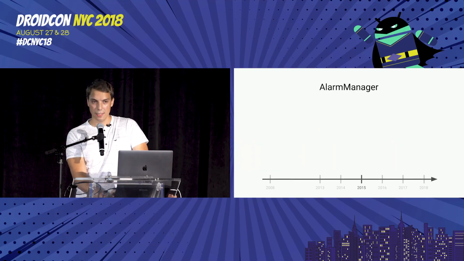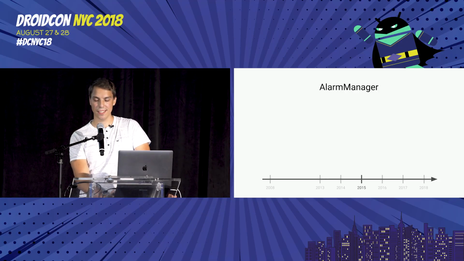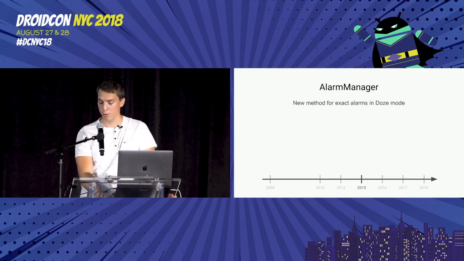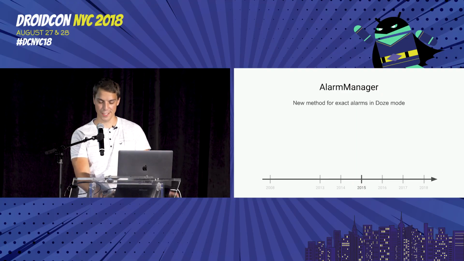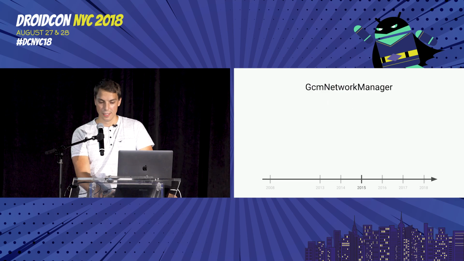And again, at the same time when Marshmallow was released, the AlarmManager API changed again. Suddenly the alarms didn't run anymore when the device was in Doze mode, even though the alarm was set up as exact. Instead, they had a new API to run exact jobs while the device is in Doze mode.